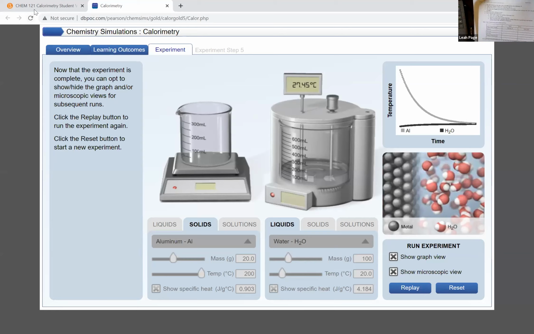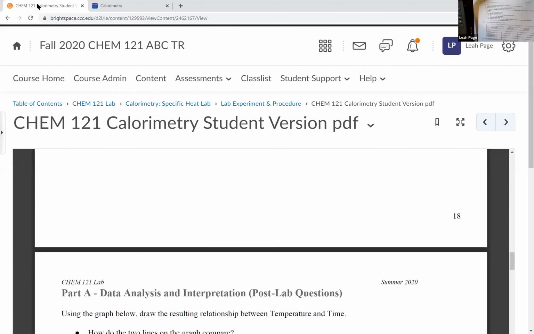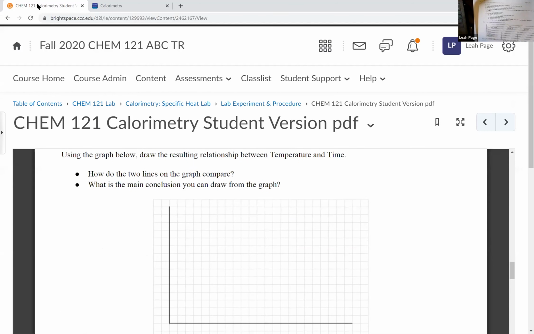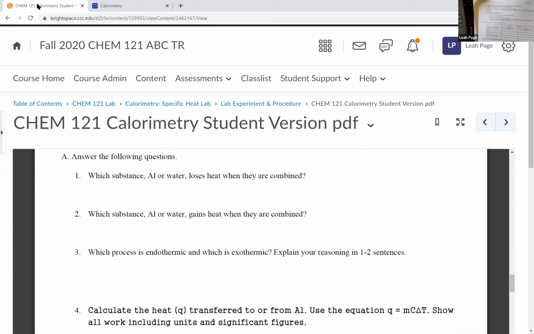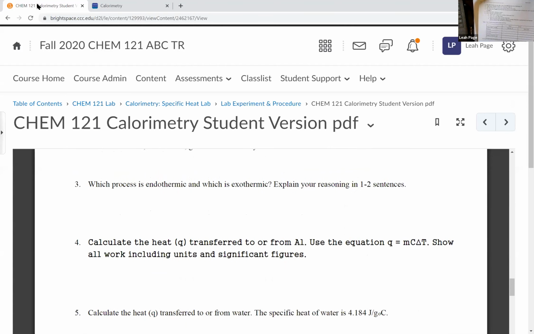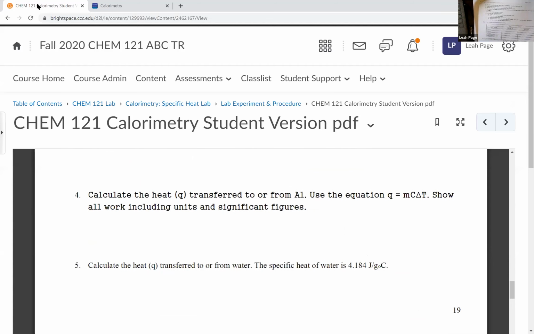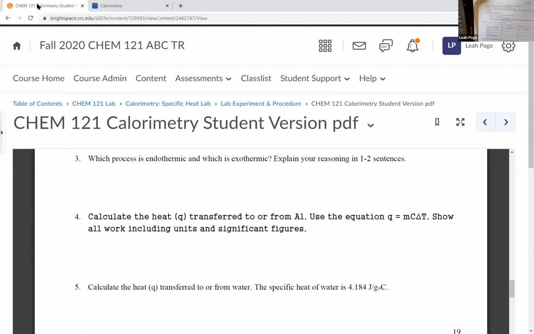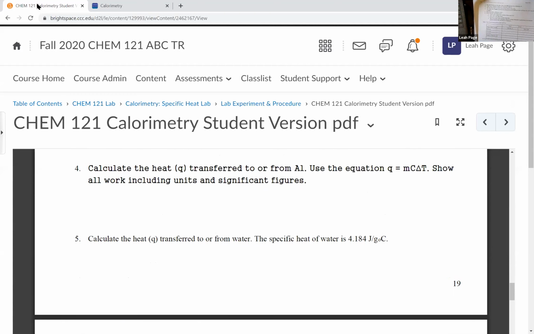All right, so we're going to answer those questions. We're then going to draw out the graph that you see on the screen. And then it says the part A, which substance, aluminum or water, loses heat when they are combined? You guys got to think about those answers and try to come up with the answer together. We're basically going to answer all these questions.